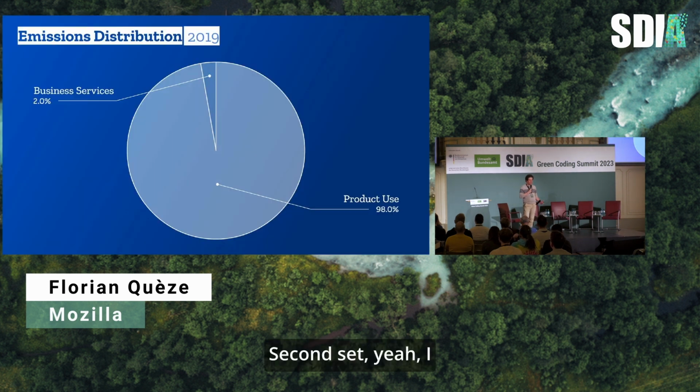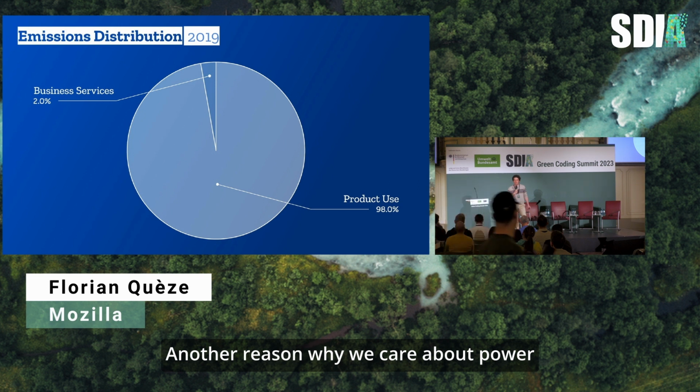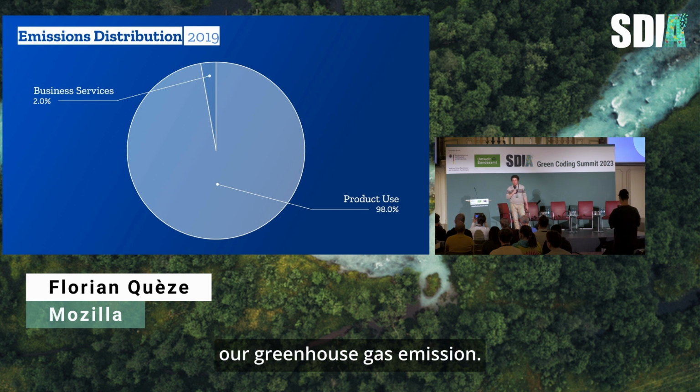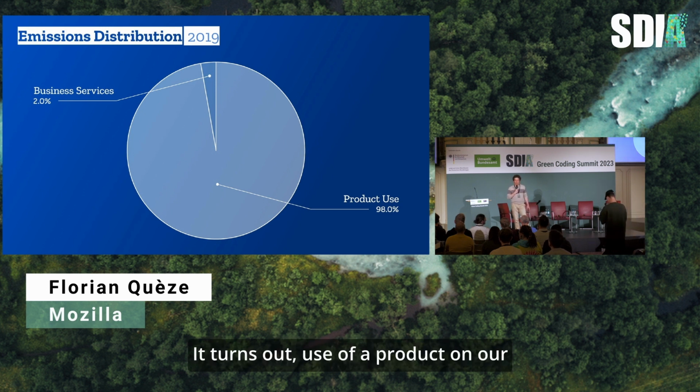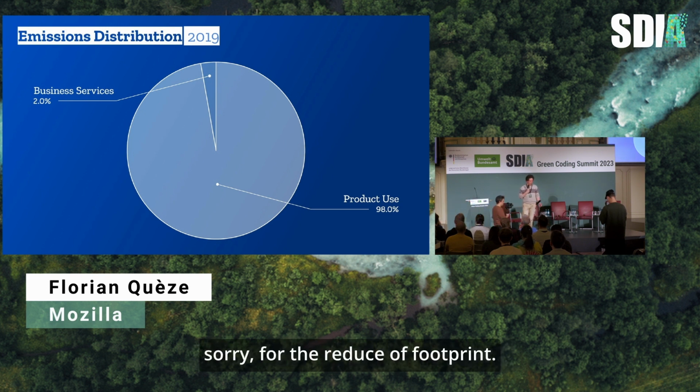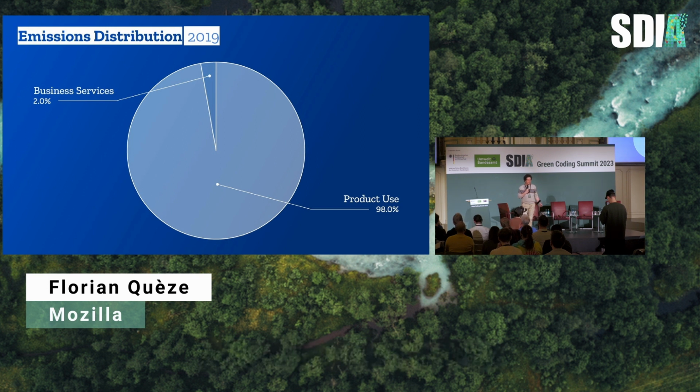One of the reasons why we care about the power use of Firefox specifically is that after looking at our greenhouse gas emissions, it turns out that use of a product on our users' computers is 98%. So it's really where we should focus our effort if we want to reduce our footprint.